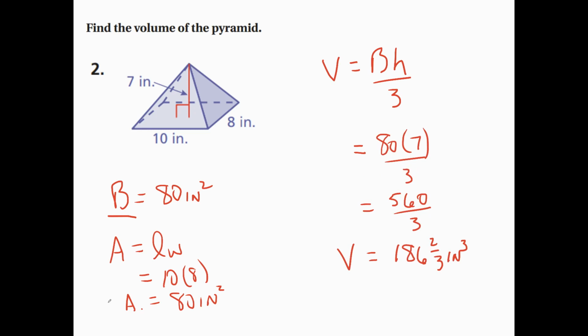And I end up with 560 over 3. And 3 goes into 560, 186 times, and there's a remainder of 2. So the volume equals 186 and 2/3 inches cubed. Another way you could have written that, if you used your calculator, probably ended up with this, 186.6 repeating inches cubed. Okay, so there's our volume.